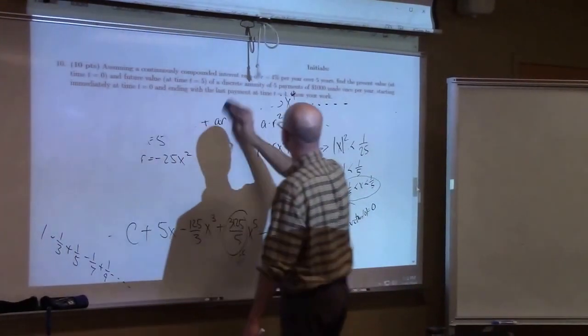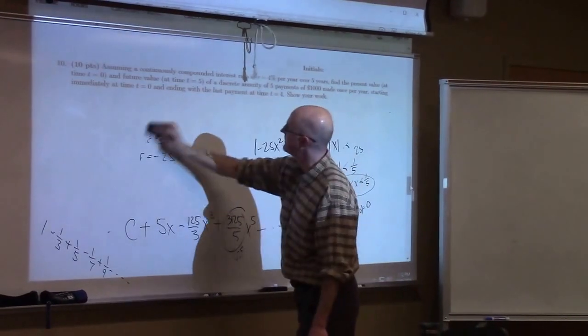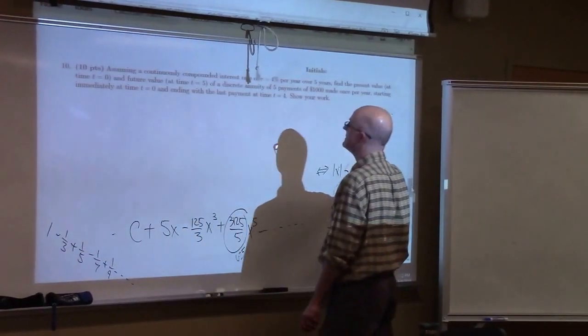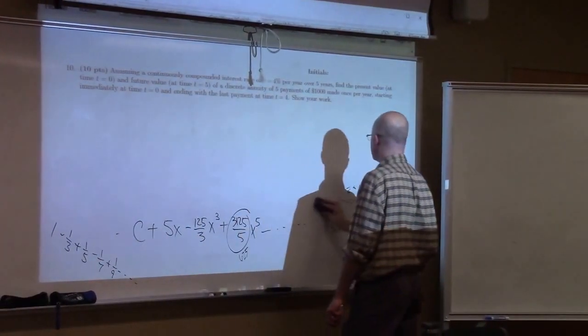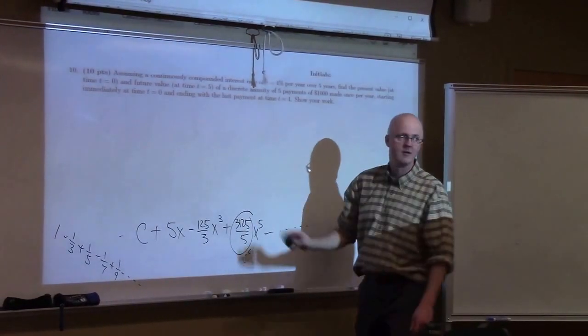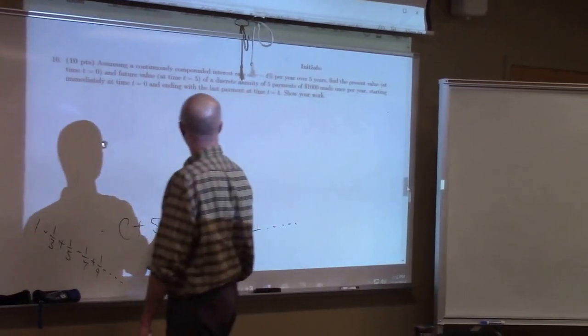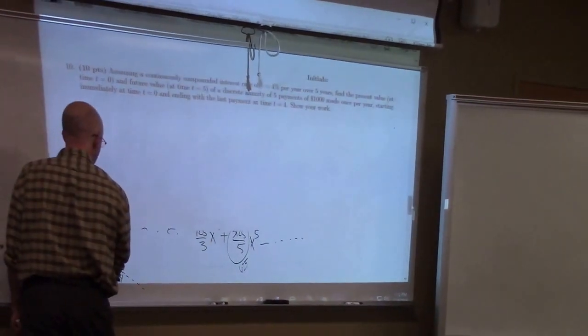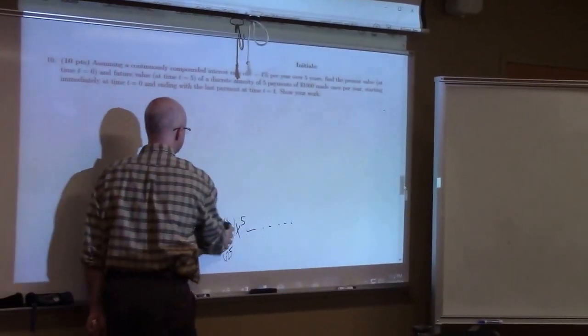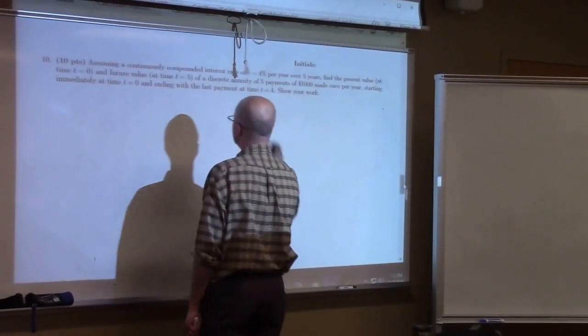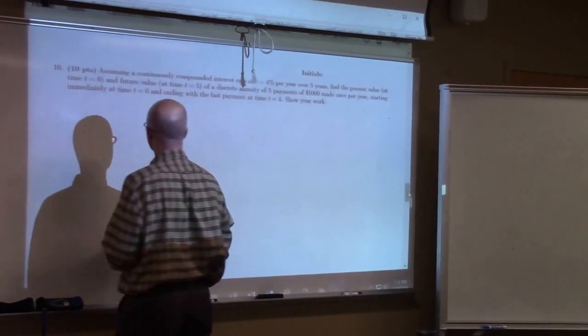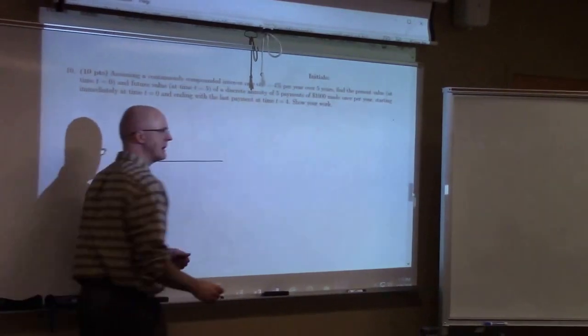Continually compounded interest rate of 4% per year over 5 years. Determine present value and future values of a discrete annuity. Finitely many payments, 5 of them, in fact, made once per year, starting right now at time 0 and ending with the last payment at time 4. Show your work. I think I remember people doing okay on this one.